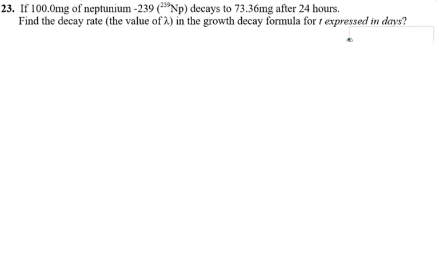So let's look at some of the problems related to half-life. If 100 milligrams of neptunium-239 decays to 73.36 milligrams after 24 hours, find the decay rate or the value of lambda in the growth decay formula for t expressed in days. So in the formula, again, the number of radioactive elements that we're going to end up with is equal to the initial number of radioactive elements times Euler's constant to the power of negative lambda times the time.